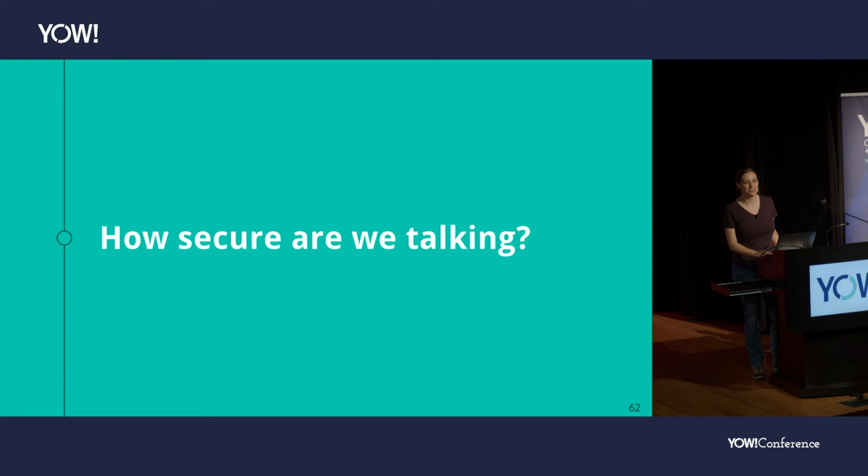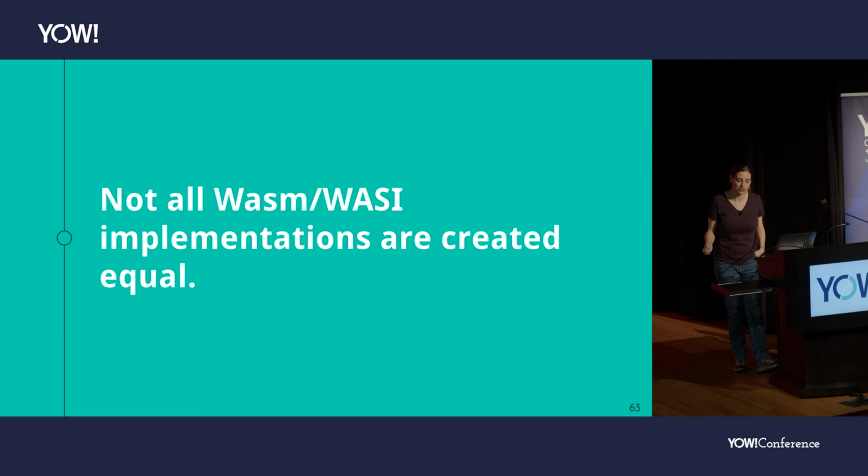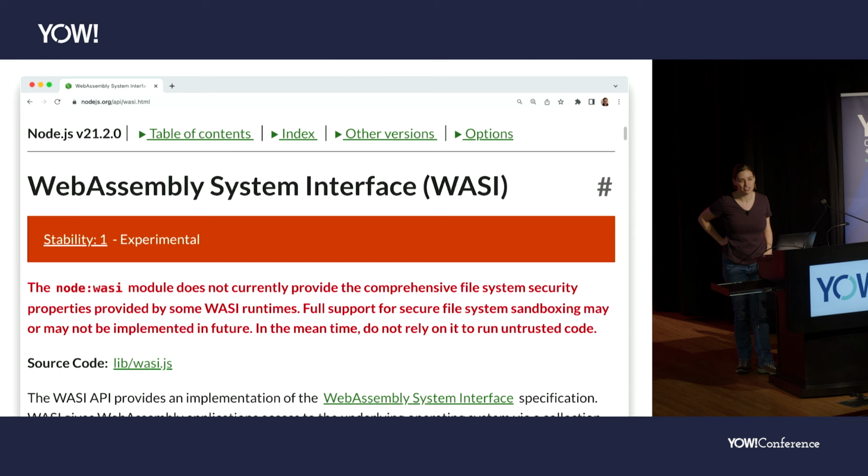It doesn't make sense. There will always be bugs and exploits, but when we're talking about whether WebAssembly is secure and whether WASI is secure, it does matter a lot which particular implementation we're talking about, because not all WebAssembly or WASI implementations were created with security in mind. As an example, Node.js has an experimental WASI interface, so you can execute WASI programs in Node.js, but you should not use this for sandboxing. The documentation explicitly says, do not rely on this to run untrusted code. The file system sandboxing is not implemented fully to the level of security that is intended for WASI.